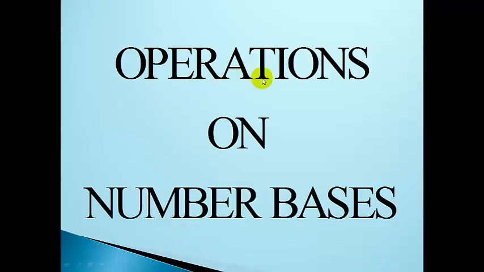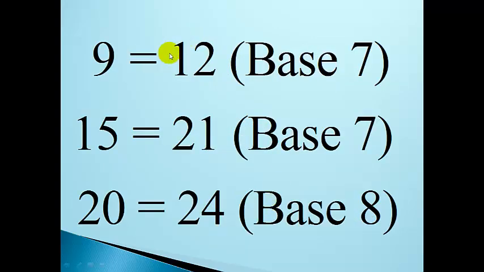Now let's look at operations on number bases. Now 9 is equal to 12 base 7. Why is 9 equal to 12 base 7? How many groups of 7 do we get in 9? We have only one group, and the remainder is 2. Normally we write the remainder first before the number of groups. So take note. 15 equals 21 base 7.